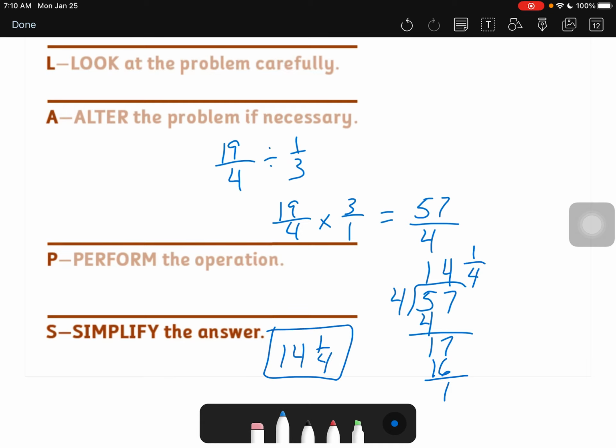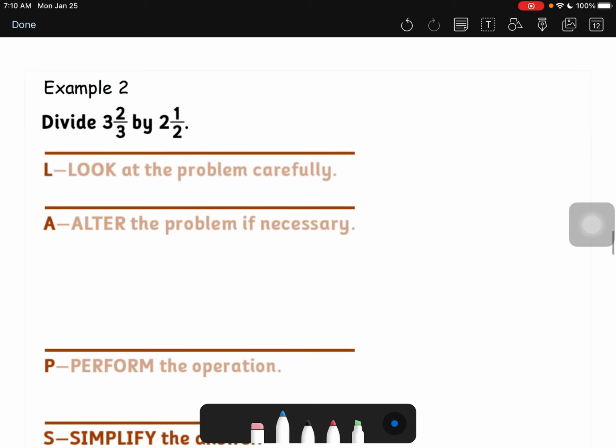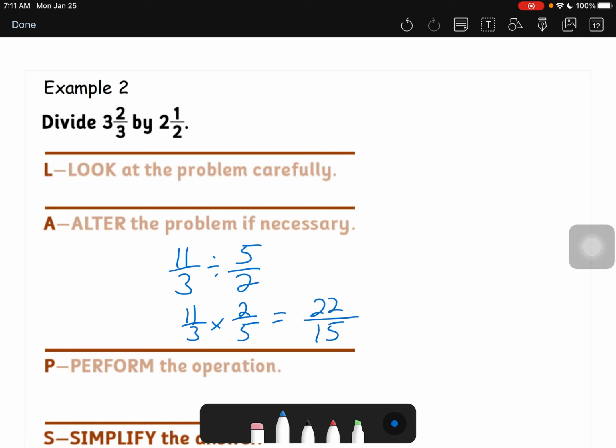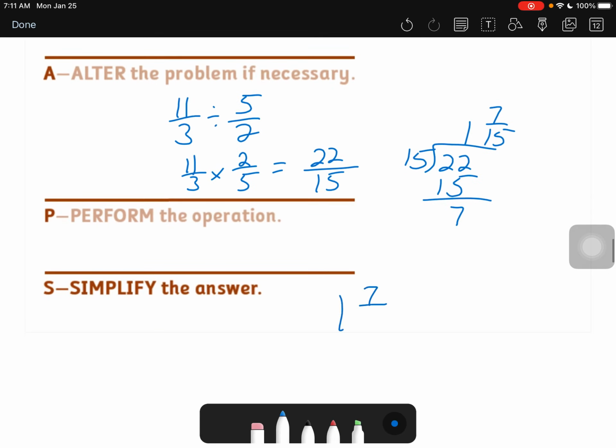Okay. All right, next one. So 3 and 2/3. 3 times 3 is 9, plus 2 is 11, so I get 11 thirds divided by, and this would be 2 times 2 plus 1 would be 5 halves, and so that means 11 thirds times 2/5, so that's going to be 22 over 15, and 22 divided by 15, 15 only goes in there once, and I get a remainder of 7. So I'm going to get 1 and 7/15 for that one.